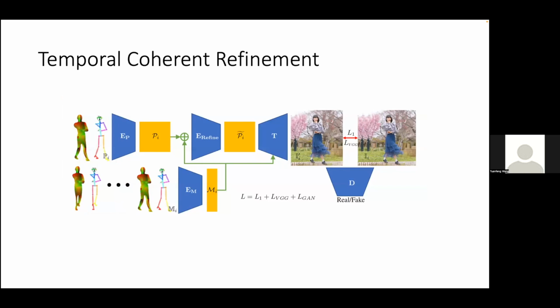So to address this issue, we not only use the learned motion to modulate the generator, but we also use that to refine the learned pose feature. By doing that, we hope that the error can be averaged, using the information from the past frames.